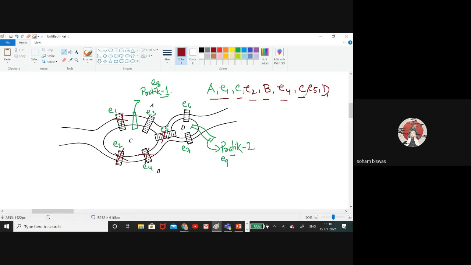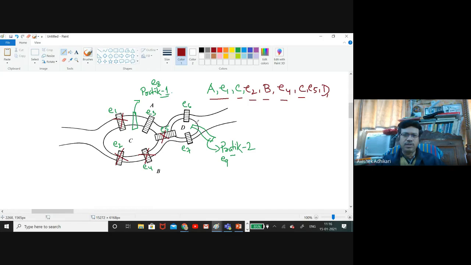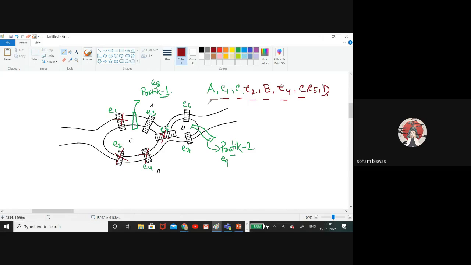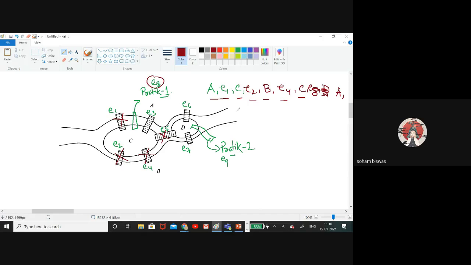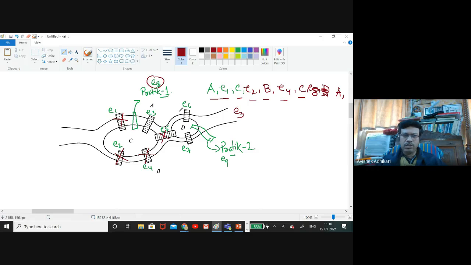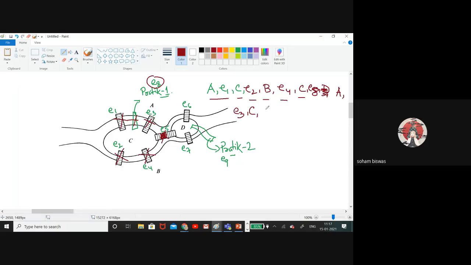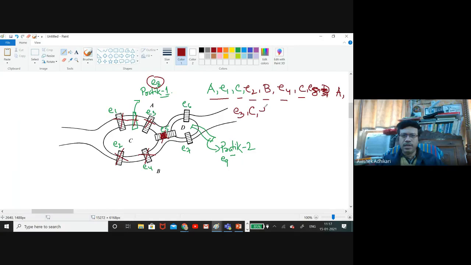From C you take E8, then come through E3. Okay, so instead of E5 you take E8. That means Pratik 1, right? Yes. So you take Pratik 1. So this is E8 and come to A. Come to A, then come through E3. That means this is also gone, so you are still in C. Then take E5.